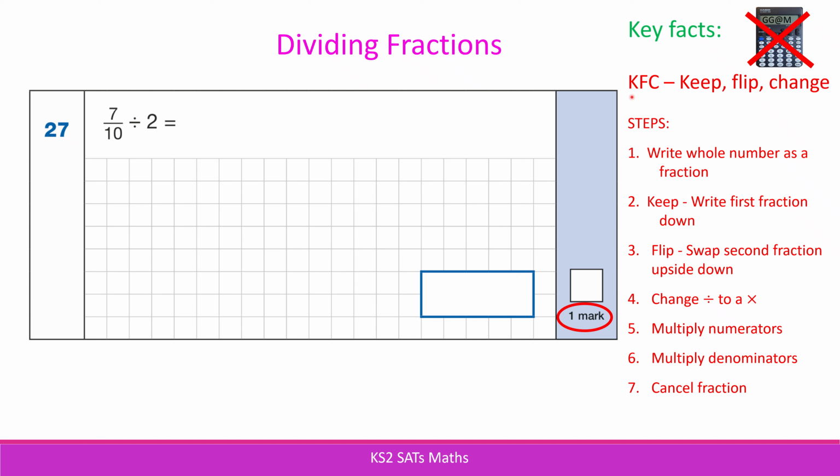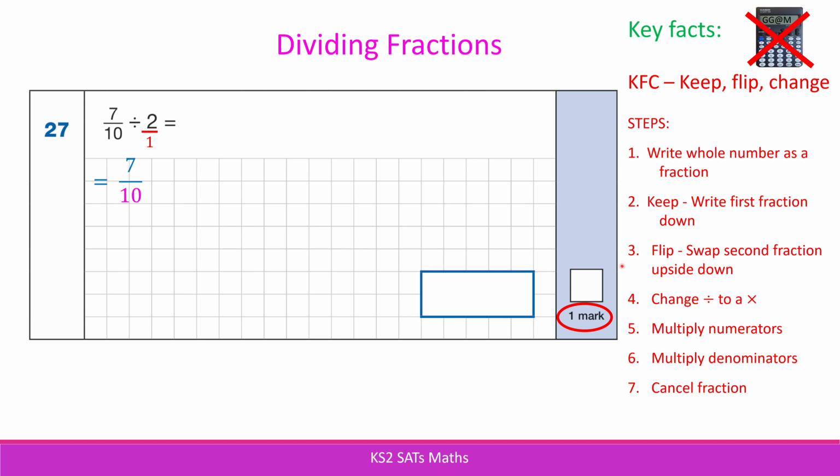Fantastic. So hopefully you've managed to use KFC to help you work out the answer to this question. So first of all, it says write the number as a fraction. So we're going to write this as over 1. So 2 over 1 writes it as a fraction. We're then going to keep the first one. So the K is for keep. So we're going to keep the 7 over 10.